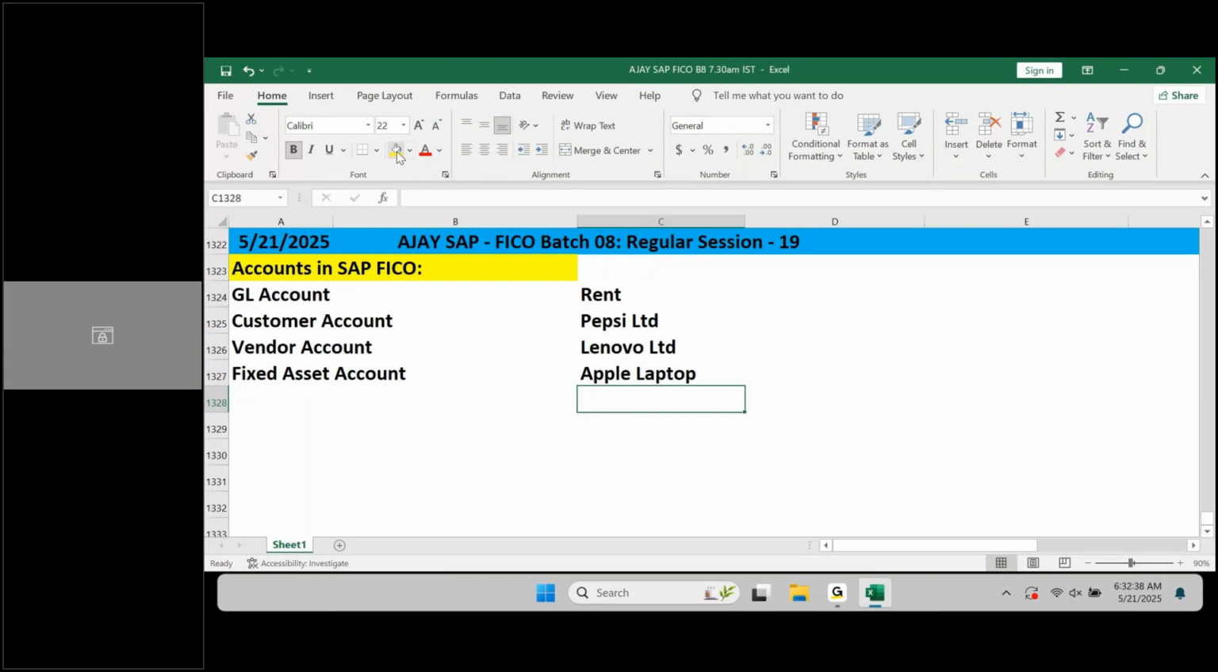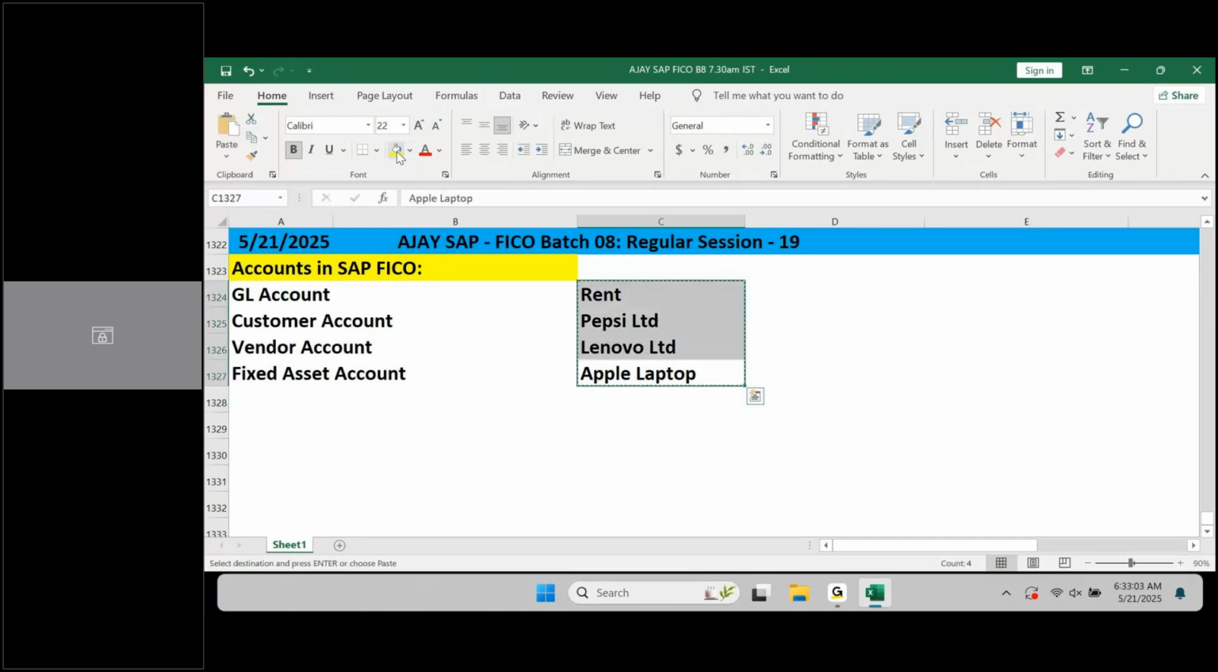Yes, sir. Now in SAP, these are not recognized by the name. In SAP, these are recognized by the number. How SAP recognizes each account? By account name or by account number? Account number, not by the name. It is always based on the account number. Now we need to understand how do we recognize it.